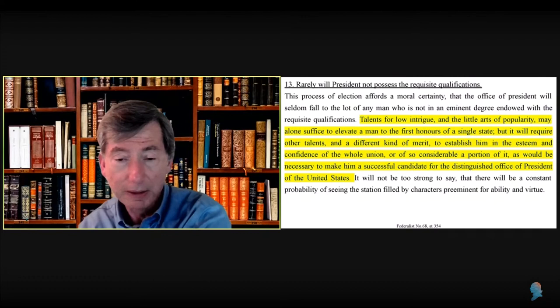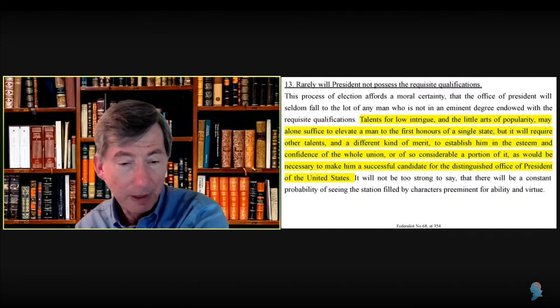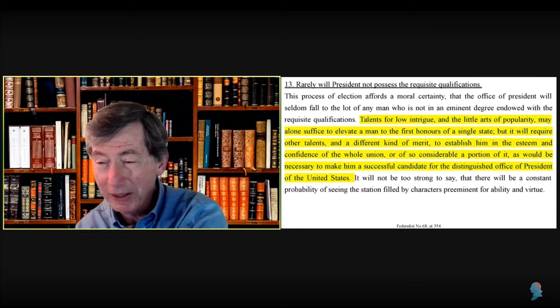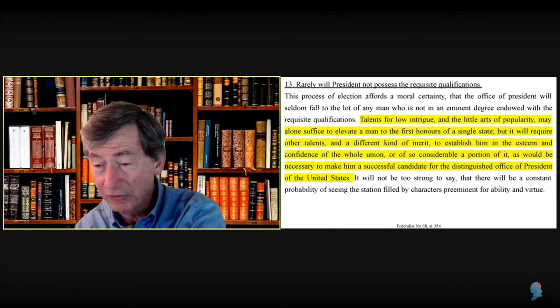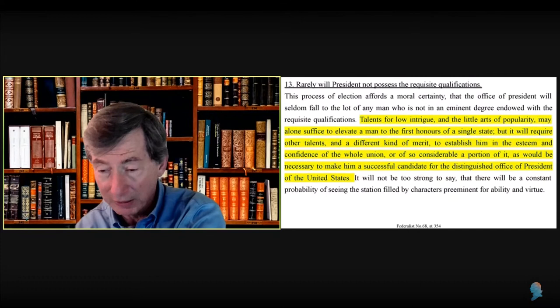Talents for low intrigue and the little arts of popularity may alone suffice to elevate a man to the first honors of a state, but it will require other talents and a different kind of merit to establish him in the esteem and confidence of the whole union or of a considerable portion of it, as it would be necessary to make him a successful candidate for the distinguished office of President of the United States.